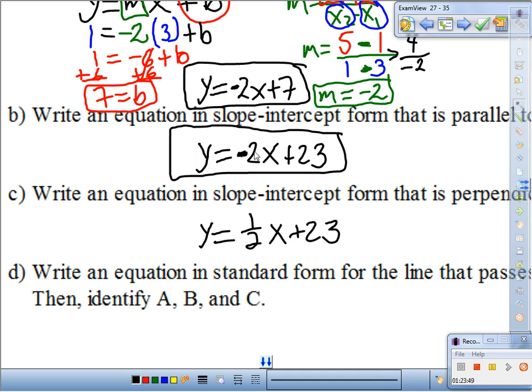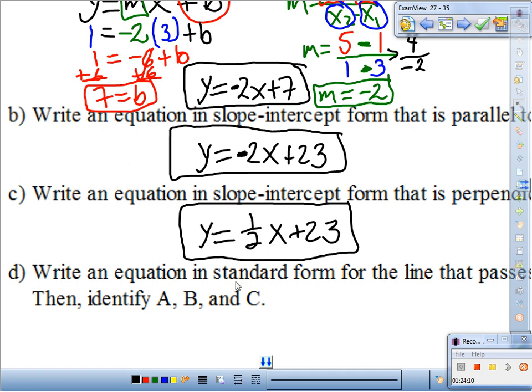Let's see if it's true. The reciprocal of 2 is 1/2. What is the opposite or the inverse of negative? It's a positive. That is correct. It doesn't matter if the y-intercept is the same. It doesn't matter. All right. So we're done with this one. Question? No, you can put plus whatever you want to put at the end. It doesn't matter. The only thing that has to be true is that the slope has to be the reciprocal inverse. Let's go to part D.